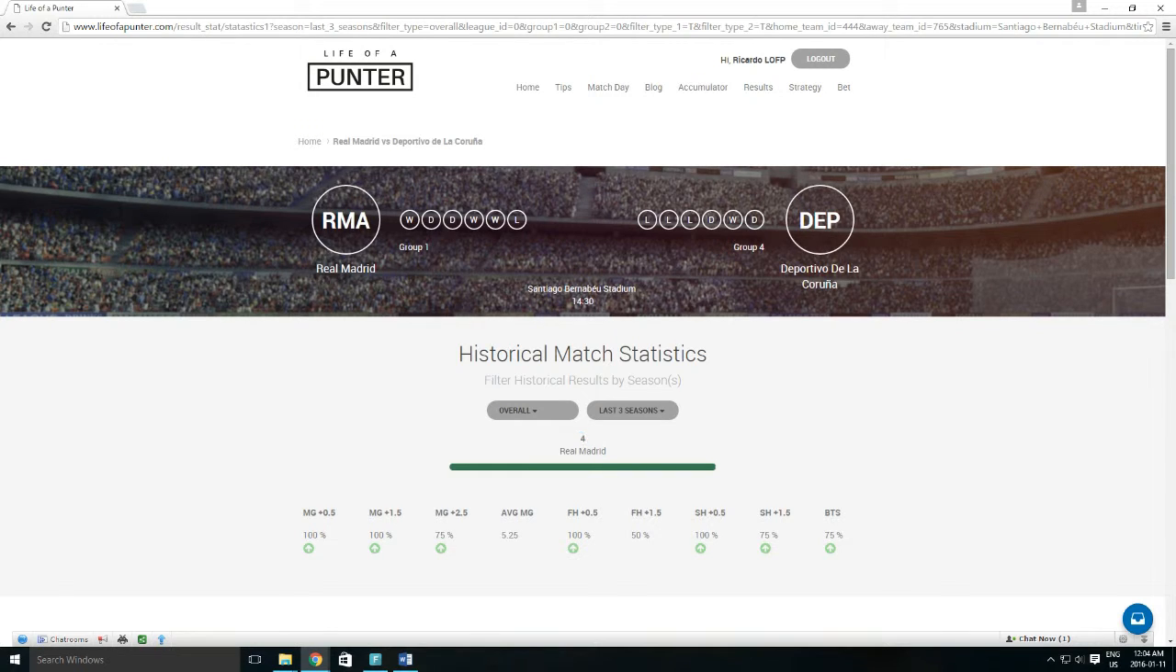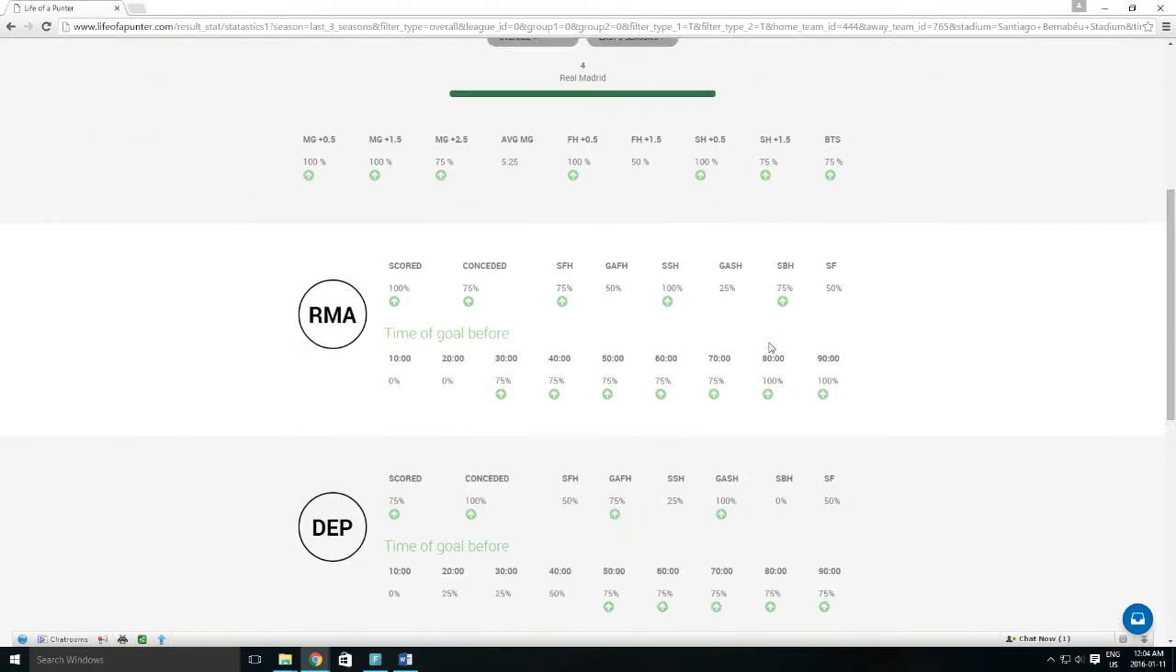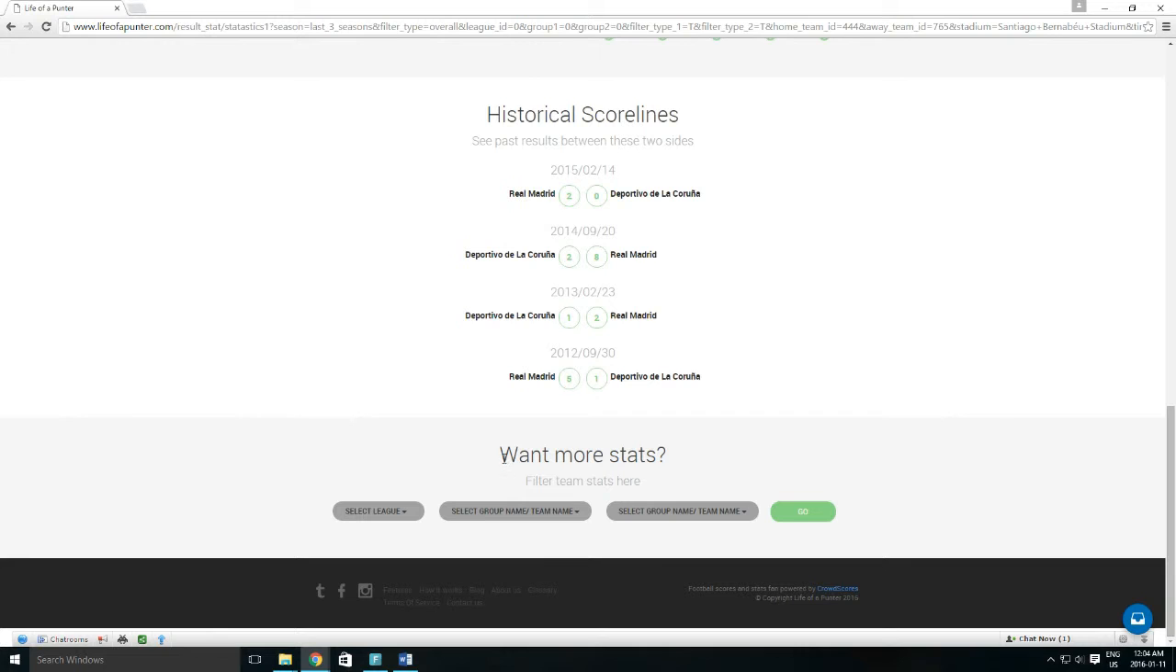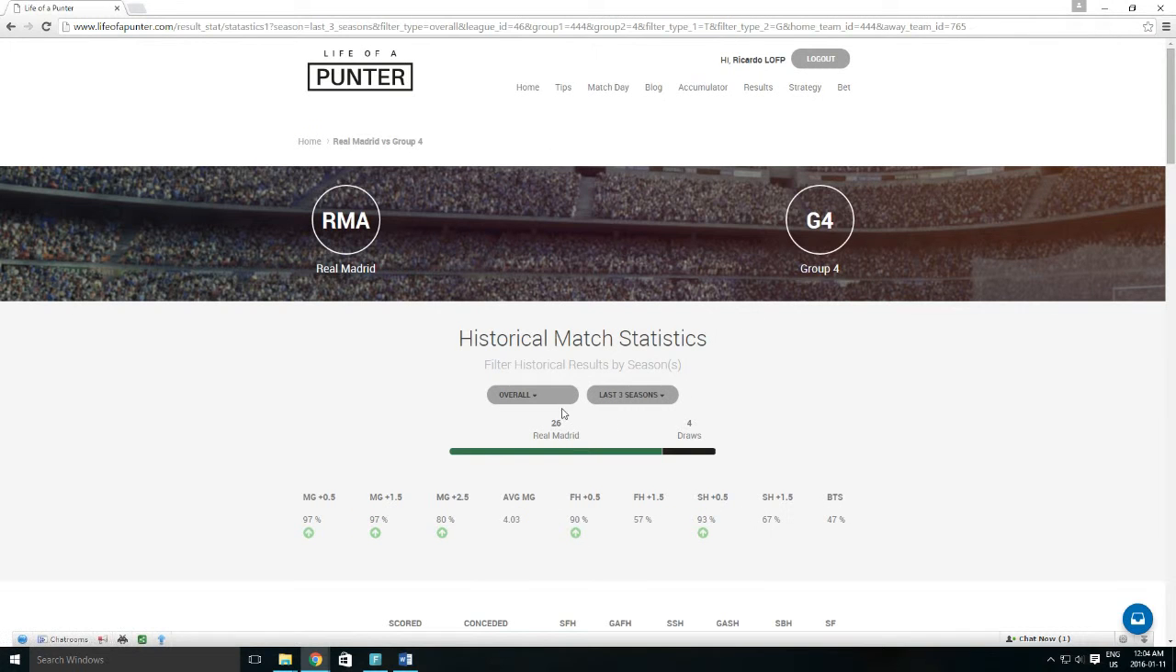Real Madrid is a Group 1 side versus Deportivo, which is a Group 4 side. So we're just going to scroll down the page, and using the Want More Stats section, I'm just going to use my filters of La Liga. I want to look at Real Madrid because we favor them versus Group 4 sides. My filter still is last 3 seasons.